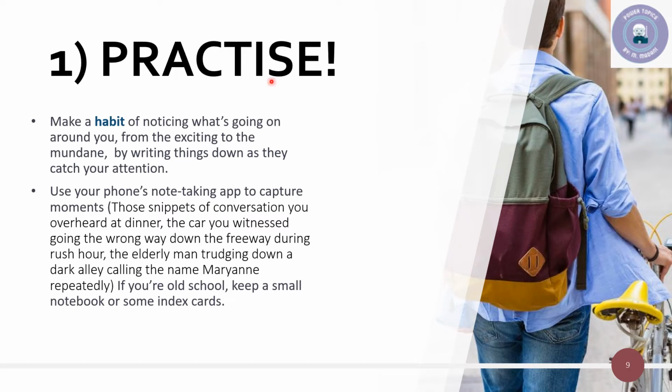The first tip I'm going to be giving you is to practice. Make a habit of noticing what's going on around you, from the exciting to the mundane, by writing things down as they catch your attention. Whenever you go outside, keep a notebook or your phone and you can write a story. You can write everything you feel around you. You can write a descriptive story. You know, even those snippets of conversation you overheard at dinner or the car you witnessed going the wrong way down the freeway during rush hour could all spark a story.